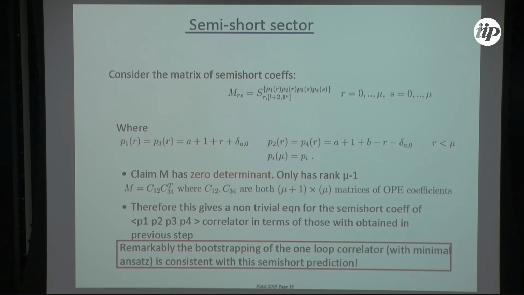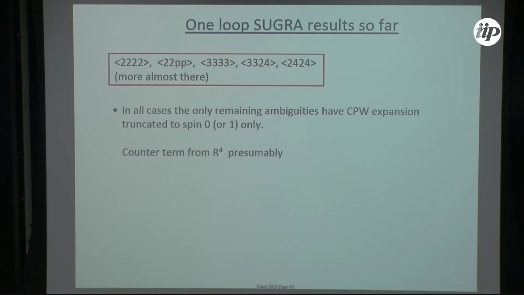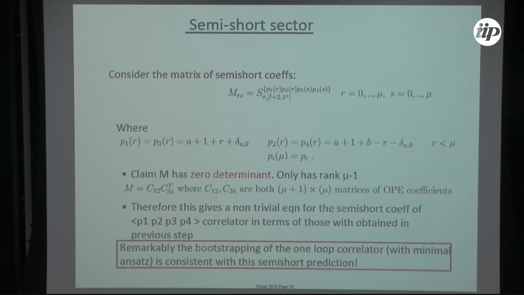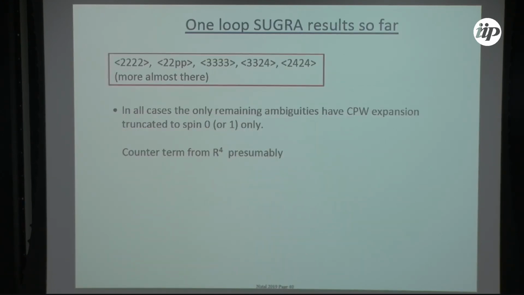Okay, now the main point here is that it's a complicated algorithm, but it can be done purely in free theory. And what's quite amazing is this fact at the bottom, that if we do this bootstrap that I've been talking about with a minimal ansatz and so on, it correctly gives results consistent with this semi-short prediction, which are completely different computations. And it's non-trivially consistent in the sense that it gets the normalization right of the semi-short business as well. Okay, so that's where I think we are so far.